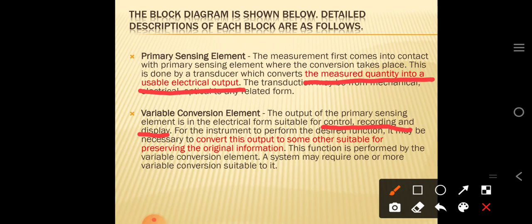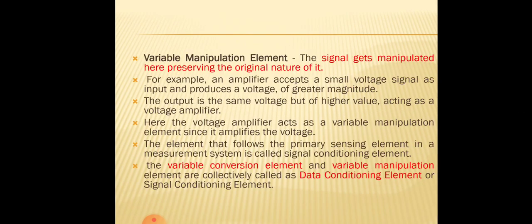For the instrument to perform the desired function, it may be necessary to convert this output to some other suitable form for preserving the original information. This is the main function of the variable conversion element. A system may require one or more variable conversions suitable to it. So depending upon the instrument, it may use one or more types of variable conversion units. Okay, these are the two blocks.